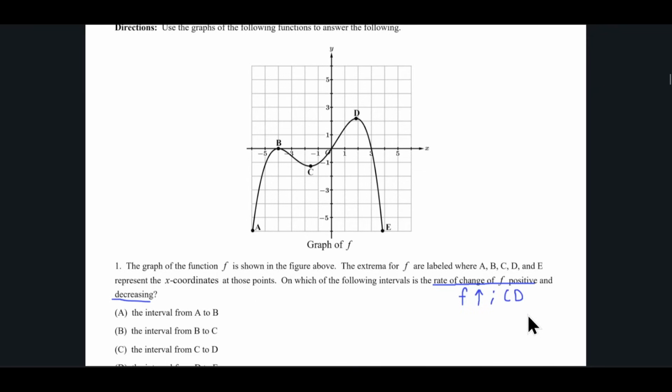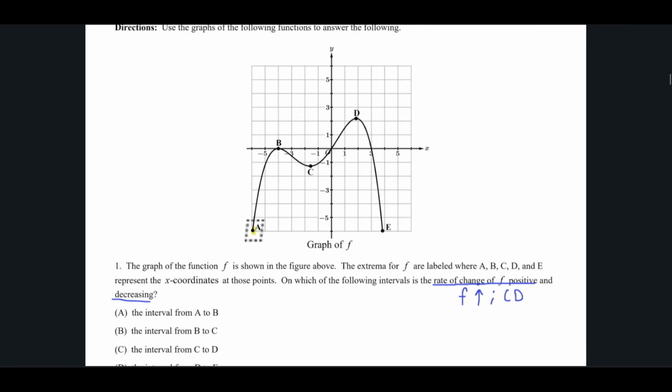I hope you know these terms. I've talked about these. If you don't, watch the 1.2 videos. I've talked about these terms in detail. So we are looking for the interval where the function is increasing and frowning as well.